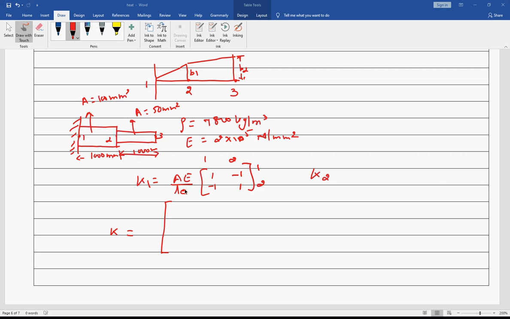So E and LE is common, so I can always write 2 into 10 to the power 3, and I get 100 minus 100 minus 100 and 100 plus 50, 150 minus 50 minus 50 and 50, because area will get inside. So this is A, I'm going to add. So this might be the probable result for you. So do let me know whether this is correct or not.